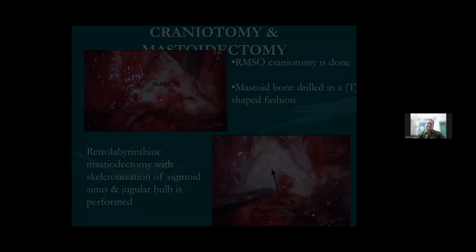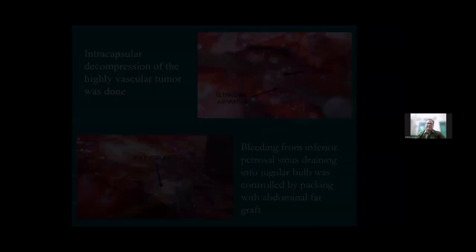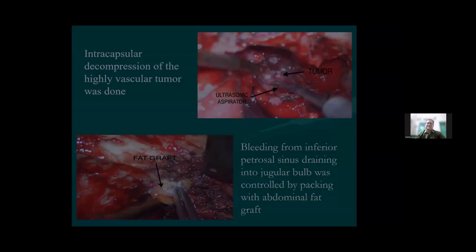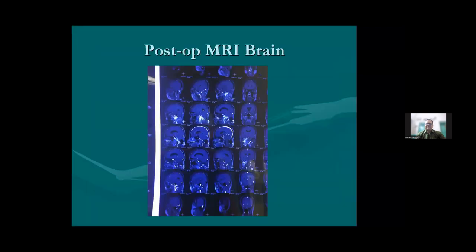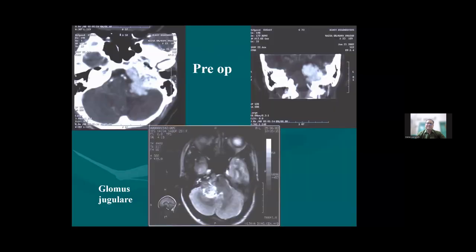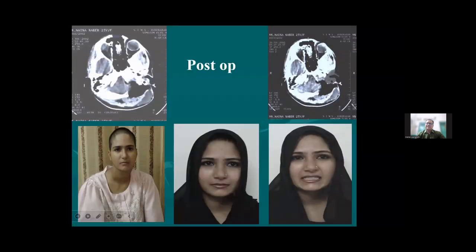So these are the steps of surgery. The video doesn't open to show the steps of surgery. And this is the post-op scan. Some residual tumor is there and the patient is under follow-up. This is another case of a glomus, again with both intra and extradural components. And this is the post-op scan, without any facial palsy.